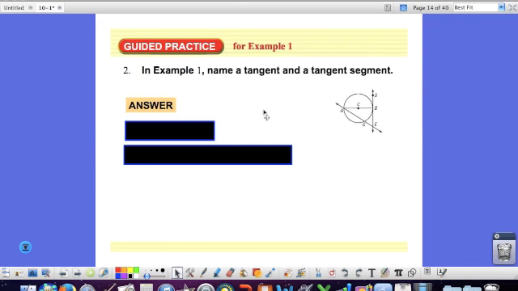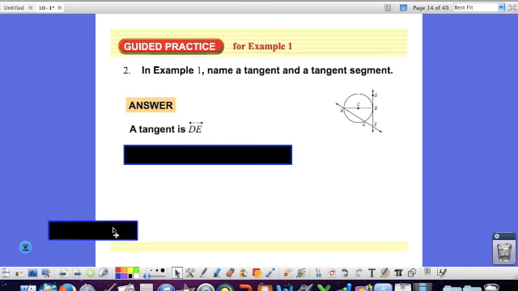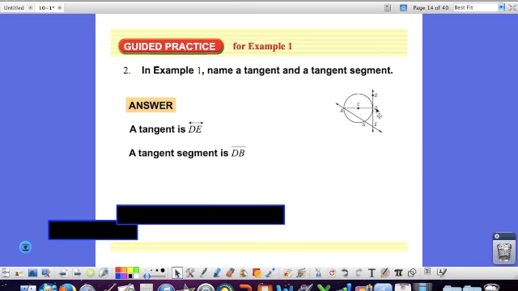And in example 1, name a tangent and a tangent segment. So DB would be a tangent segment, BE would be a tangent segment, the tangent would be line DE. Okay, so we said DB, but you could also use BE as your tangent segment. You could even use D to E, just this segment, as your tangent segment. You would then just need to write this, the difference between segment and that meaning line.